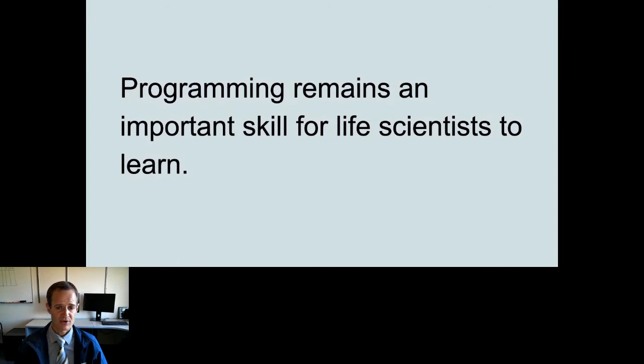It's important to mention that programming remains an important skill for life scientists to learn. I don't think at any time soon will these models replace bioinformaticians or the need for biologists to learn to write code. I do think that they can be really helpful collaborators. They can help with debugging. They can help with certain tasks that are repetitive, things like that. They can make us more efficient, I think, but I don't think that they replace what we're trying to do.